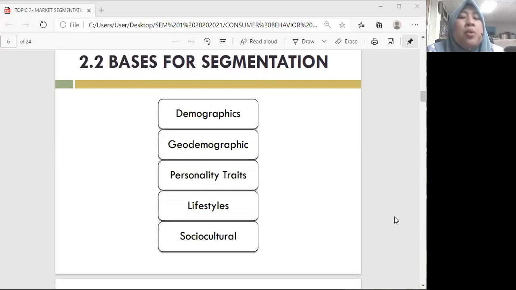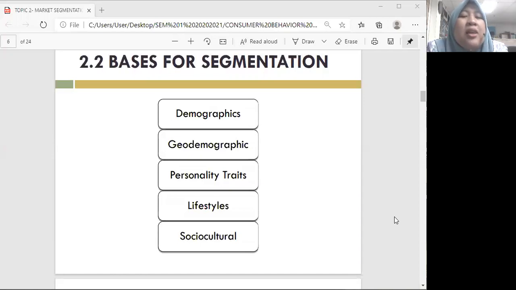Okay, so basically when we're talking about segmentation, even in Malaysia we have a lot of geodemography itself. The way the food, the dishes are prepared by them, if you compare the east region like Kelantanese with the north region in Penang, they would be totally different.